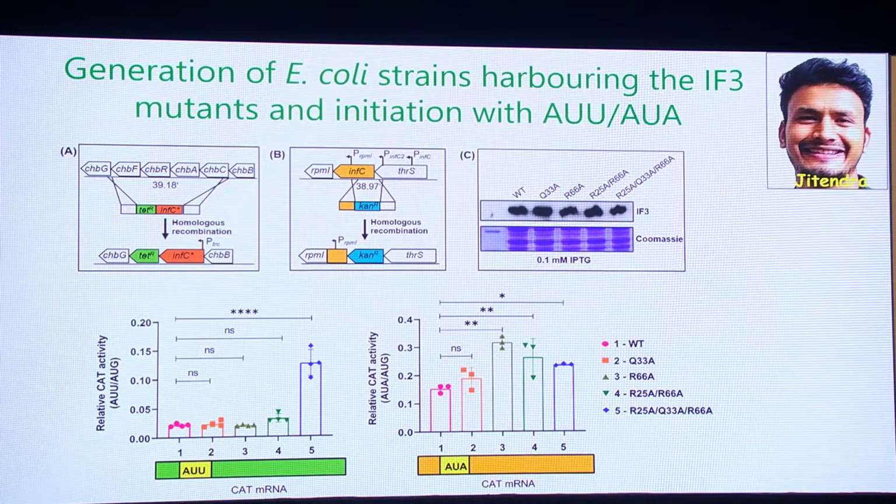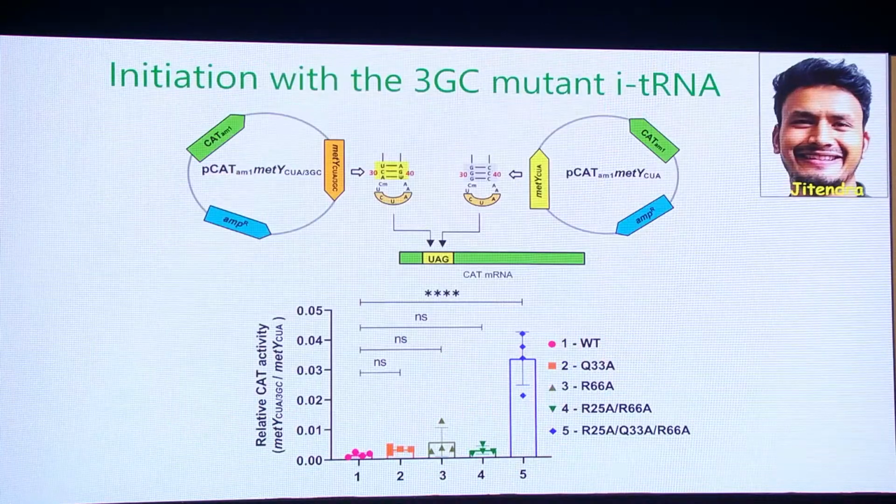He could show that these mutants are produced in the cell, and he could also show, if you just focus on this triple mutant here, that initiation with AUU goes up. Likewise, AUU initiation also goes up. He was also able to show that initiation with the 3GC mutant tRNA will also go up, and initiation factor 3 is also involved in inspecting the 3GC region in the initiator tRNA.